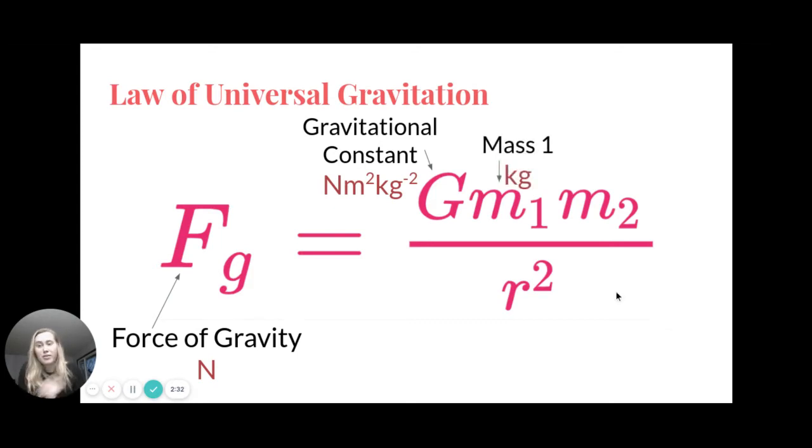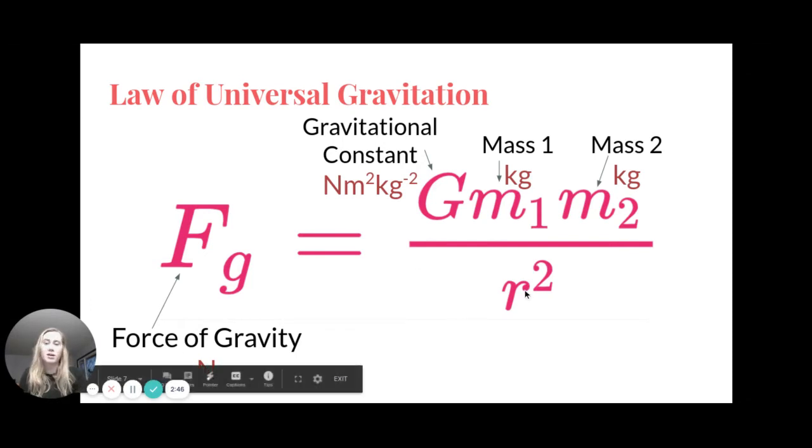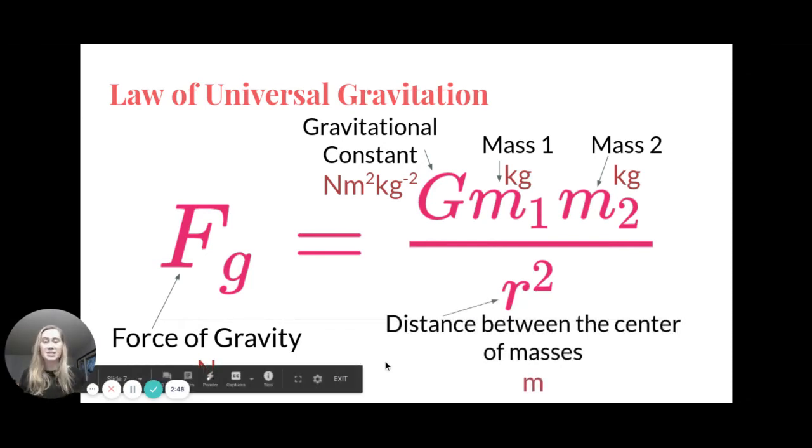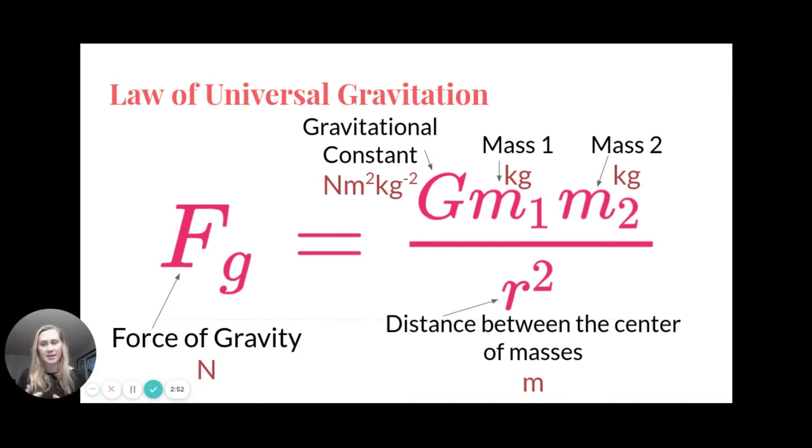m1 is whatever mass you're talking about, the first mass, because this is an interaction between two objects, usually massive objects, but it happens to everything. And m2, mass 2, both measured in kilograms, and this is divided by r squared. But r is the distance between the center of masses. Although r we typically think of in math as being a radius, it's actually the distance between two objects.